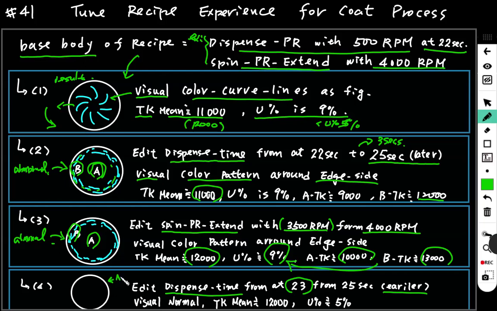Then we see no visual pattern. It's normal. Visual normal, and the thickness mean value is still approaching 12,000 angstrom, in spec, and the uniformity is approaching 5%, in spec.